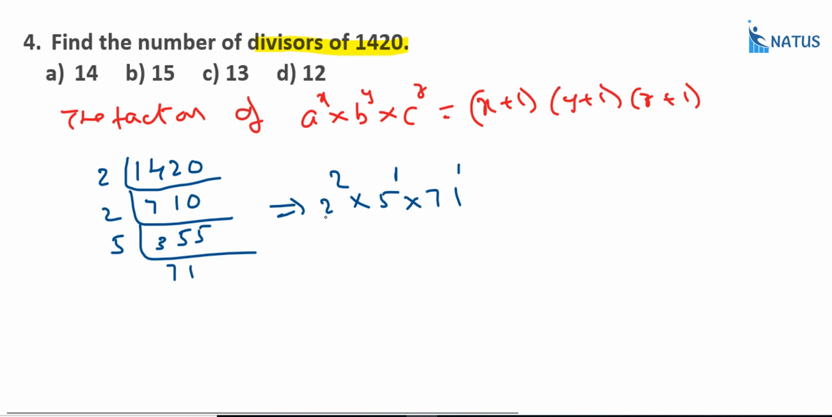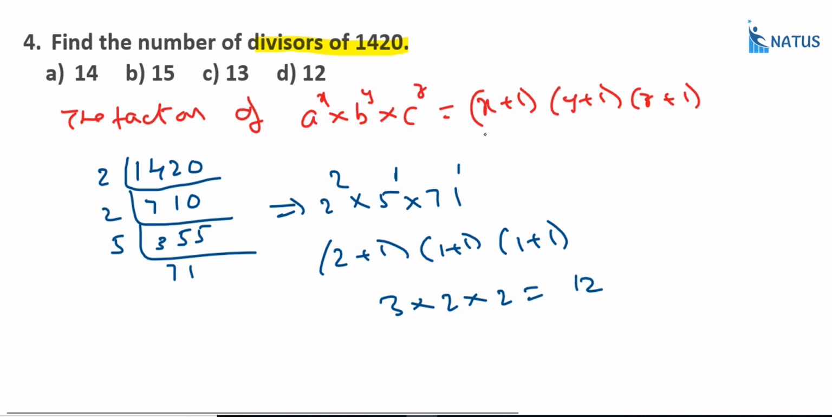Now suppose this is a and this is x, b and this is y, 71 is c and this is z. Then what is the answer? Answer is equal to (2 plus 1) into (1 plus 1) into (1 plus 1). So this is equal to 3 into 2 into 2, that is equal to 12. So option D is the correct answer.